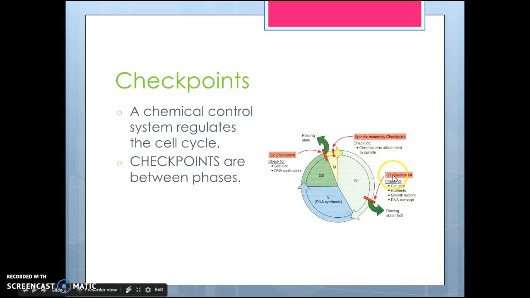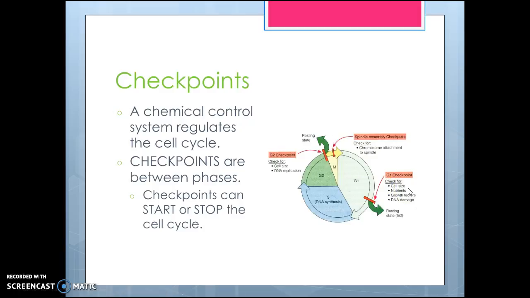For example, there's a G1 checkpoint, and that particular checkpoint is going to check for the size of the cell to make sure it's large enough, that the cell has enough nutrients, and that the cell has enough growth factors, which basically tell the cell to continue to grow. It's also going to check for any damage to the DNA. If for some reason there's something wrong at the G1 checkpoint, you can see that the cell will be directed to go into a resting state called the G0 phase. Otherwise, it's going to continue into S phase.